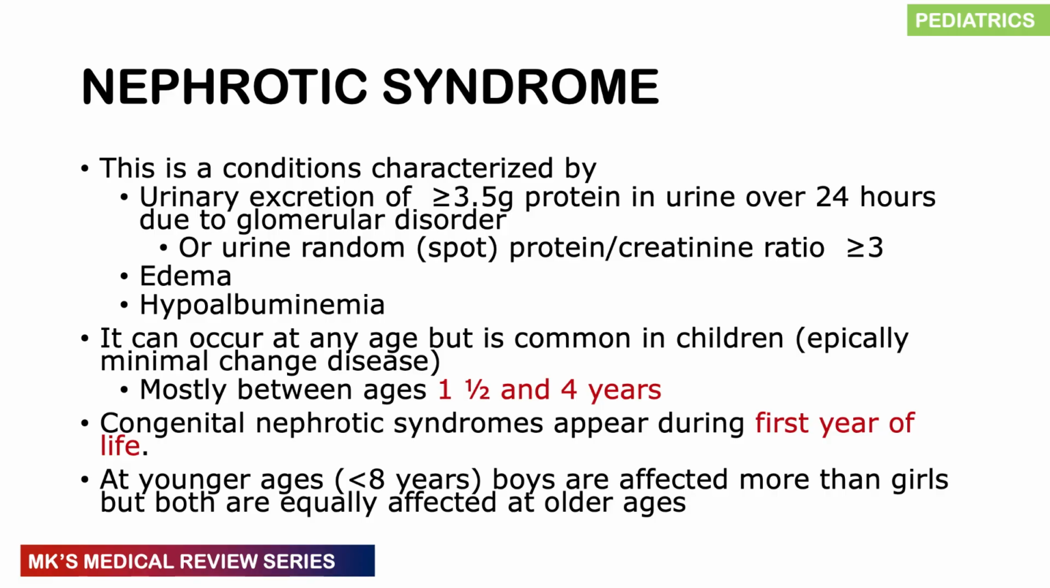So you're going to be losing a lot of proteins, predominantly albumin, more than 3.5 grams of proteins in urine over 24 hours because of this glomerular disorder. Or you can get a random spot protein to creatinine ratio that is greater than 3. This is often characteristic of nephrotic syndrome.